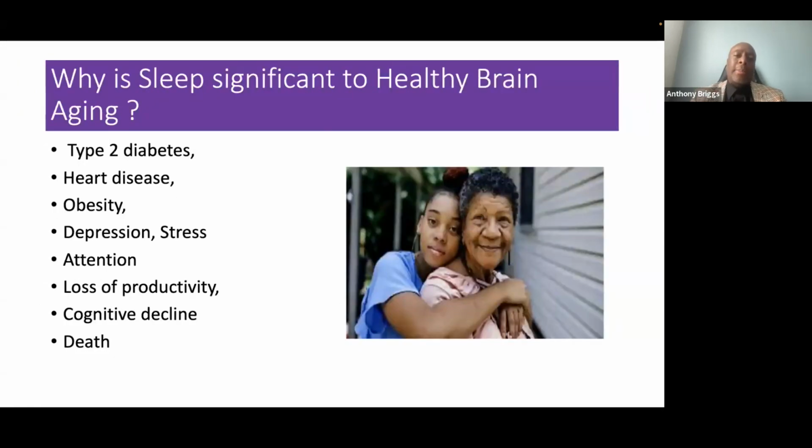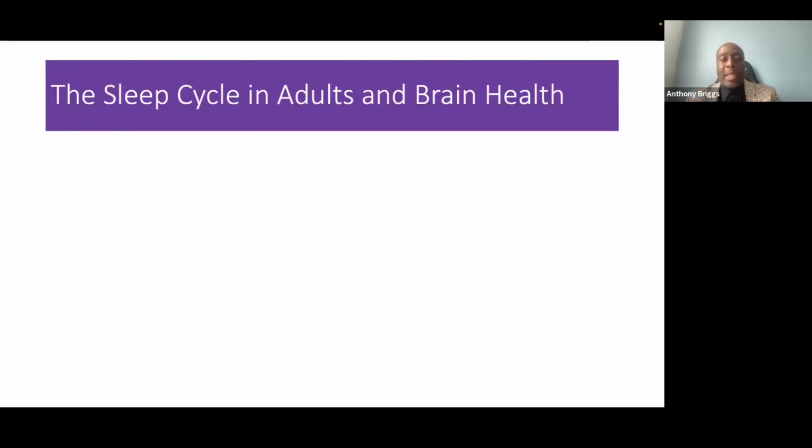So why is sleep significant to healthy brain aging? Healthy sleep is linked with physical and mental health, and it lowers the risk of type 2 diabetes, heart disease, obesity, depression, stress, attention problems, loss of productivity, cognitive decline, and even, in some cases, death.